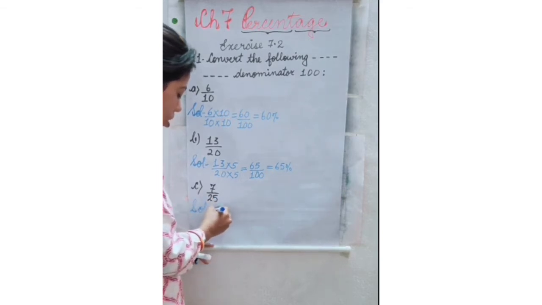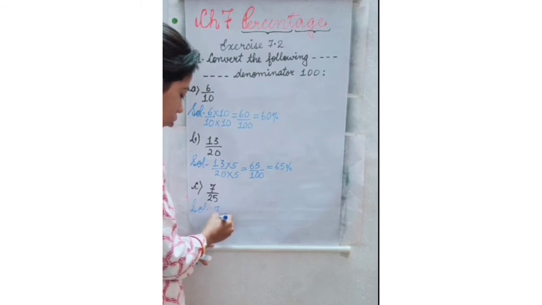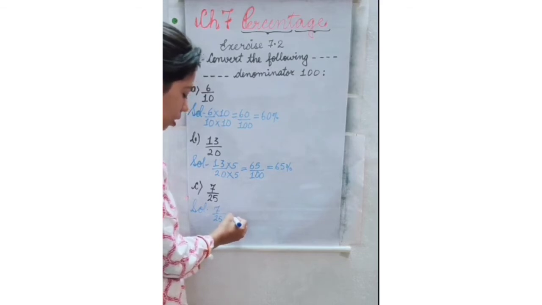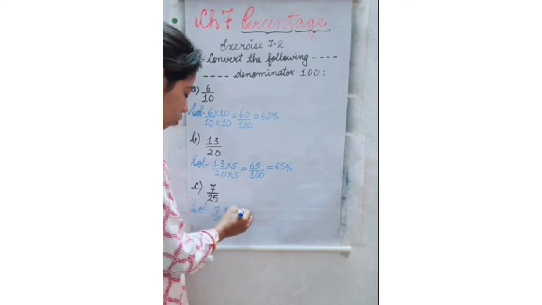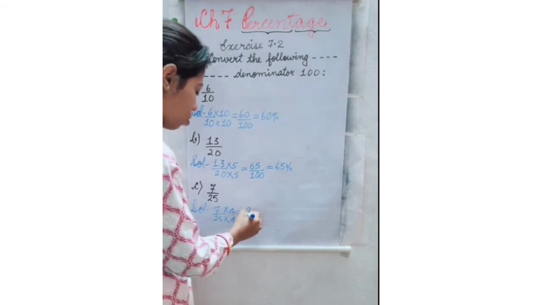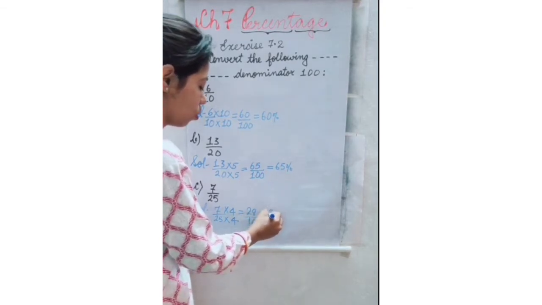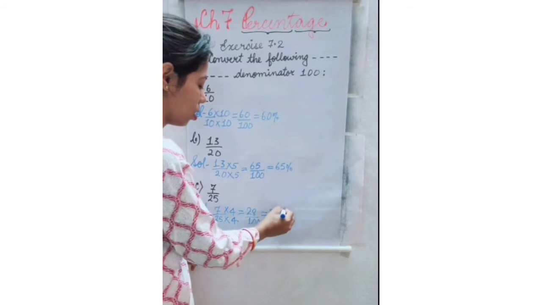Next, C part is 7 by 25. Again we will change this fraction into an equivalent fraction, and we have to make this denominator 100. So we will multiply this 25 by 4 and this 7 by 4. 7 4s are 28 by 100, equal to 28%.